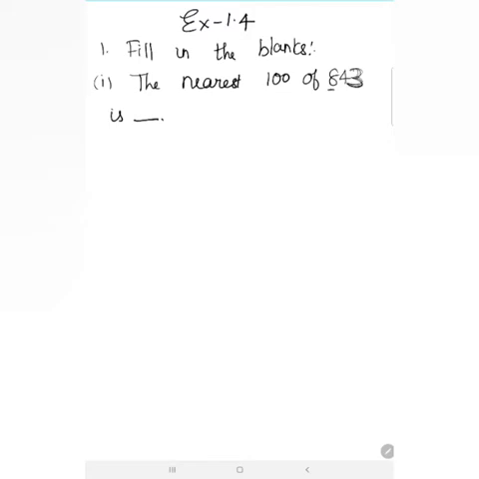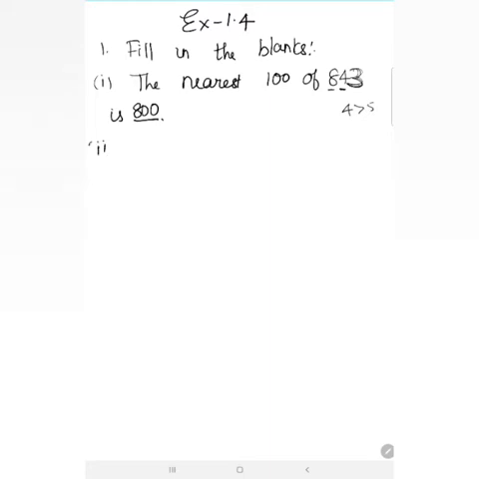Nearest 100 means this is the hundreds place. See the tens place, that is 4. It is less than 5. So you have to take the nearest, that is 800. So the answer is 800, because the tens place value is less than 5. So you take it as 800.